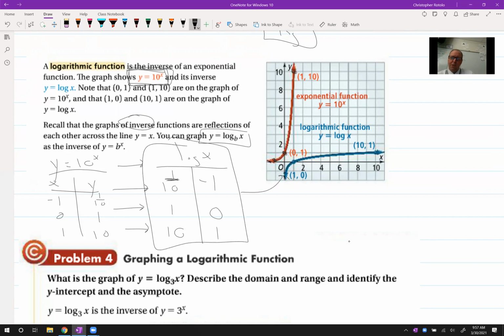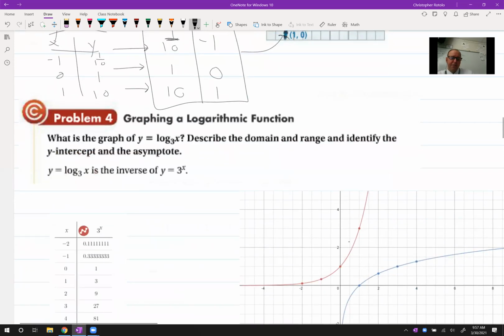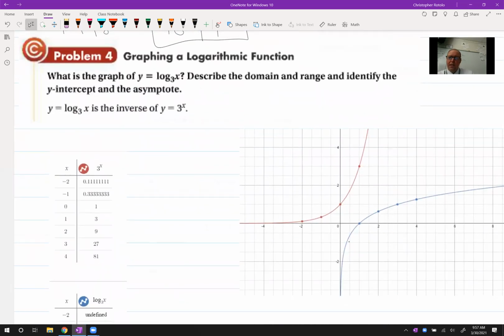So this one turned out to be the one in blue. Right, 10 gives me 1 way over here. 1, 0. And 1/10 gives me -1. Okay, so that's right about there. All right, so if I ask you to graph something, you're always going to use the exponential.